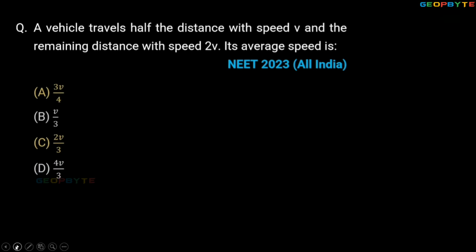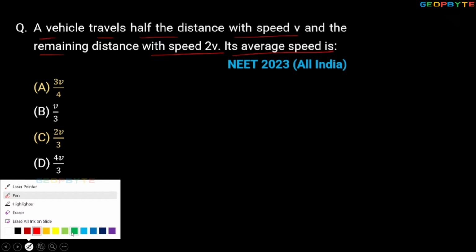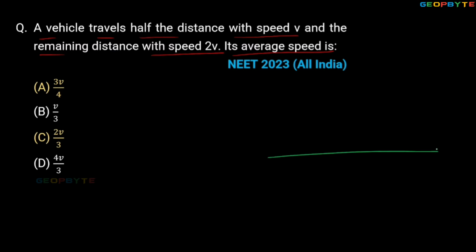Similarly, let us take another important problem. Okay, look at the screen. It is asking like this. A vehicle travels half the distance with a speed v and the remaining distance with speed 2v. Its average speed is... First, let us consider the total distance.